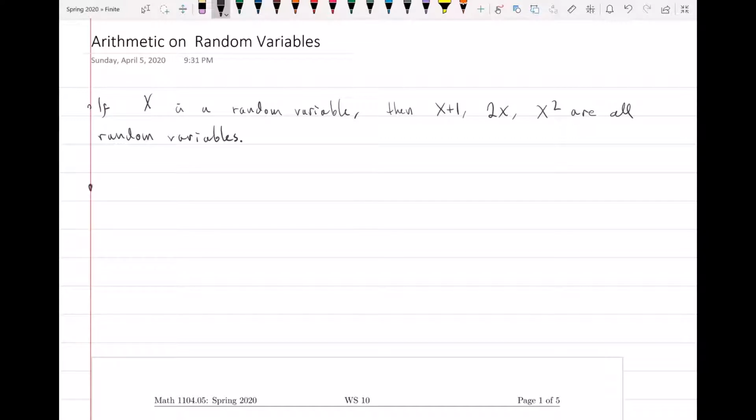The other key point of interest is that if X and Y are both random variables, we can do math involving both of them. We can put them both in, and one of the most interesting cases is just adding them together. So X plus Y is also a random variable.